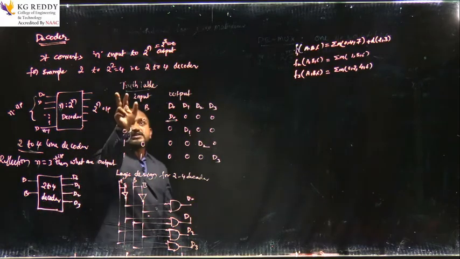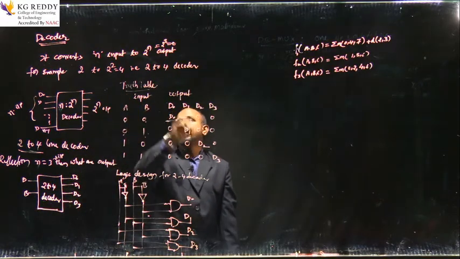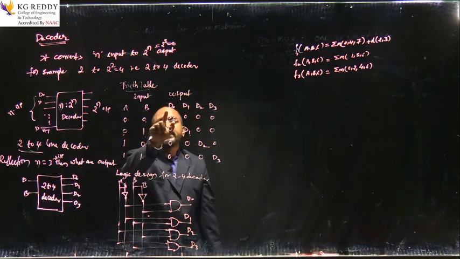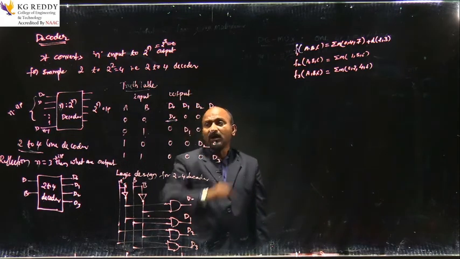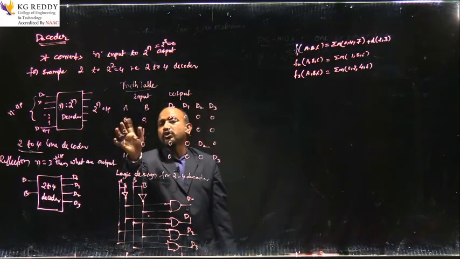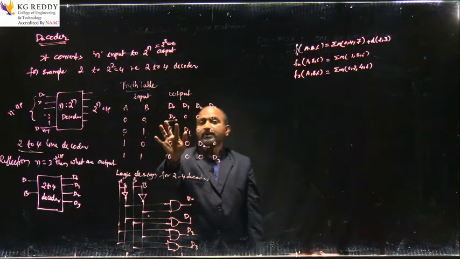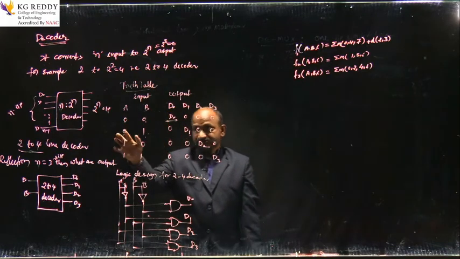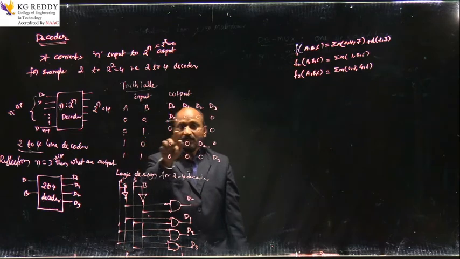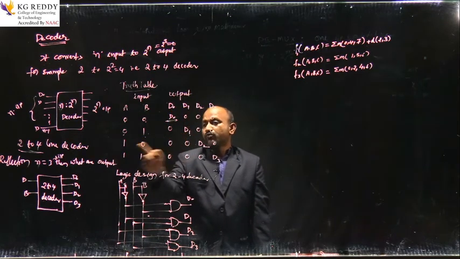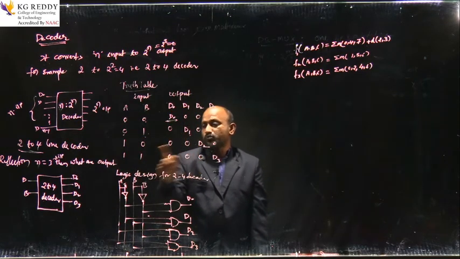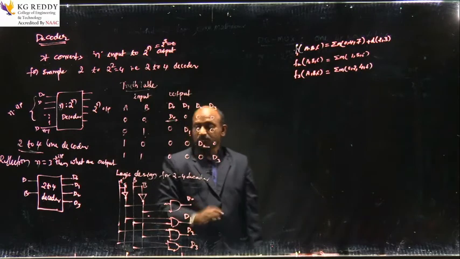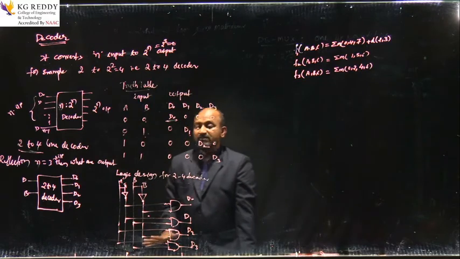This is the truth table for the 2 to 4 line decoder. A, B are the inputs, D0, D1, D2, D3 are the outputs. If you choose A=0, B=0, then D0 will be output. Next, if I choose 0, 1, then D1 will be output. 1, 0, D2 will be output. 1, 1, D3 will be output.